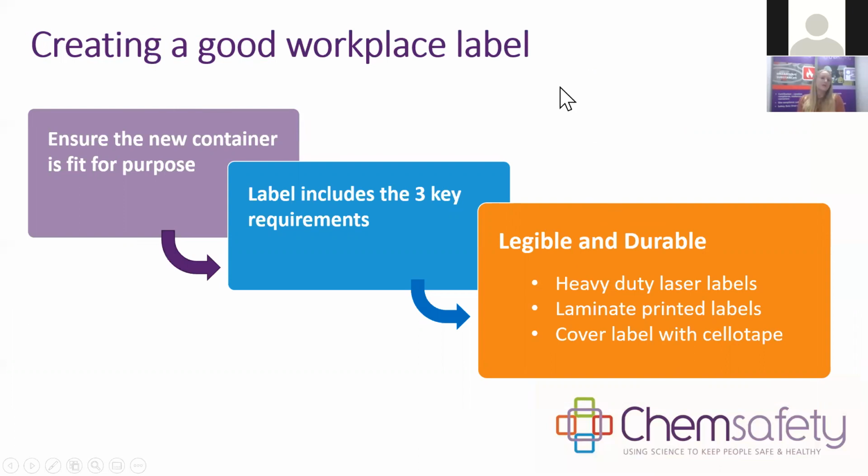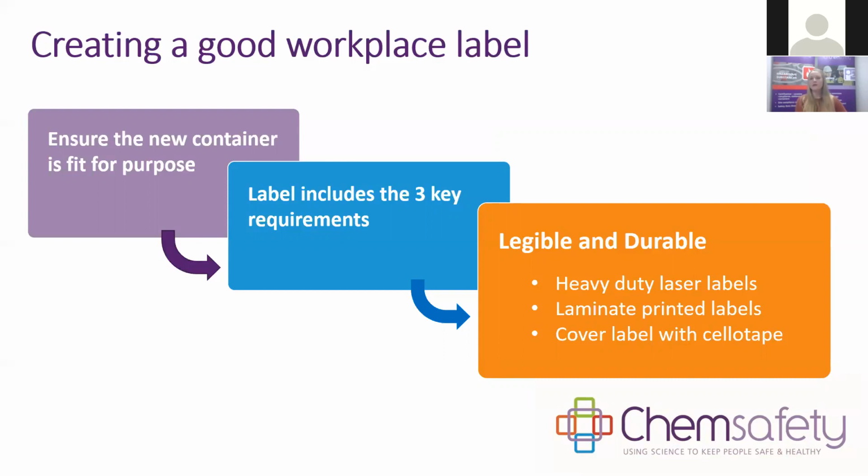First of all, we want to ensure the new container is fit for purpose, such as the material is compatible with the substance and we're not using the food and drink containers as we discussed earlier. Then the next step is making sure the label has the 3 minimum requirements that we discussed before. So we need our identifier, our hazard pictograms, and hazard statements, which all reflect the hazardous properties of the substance.